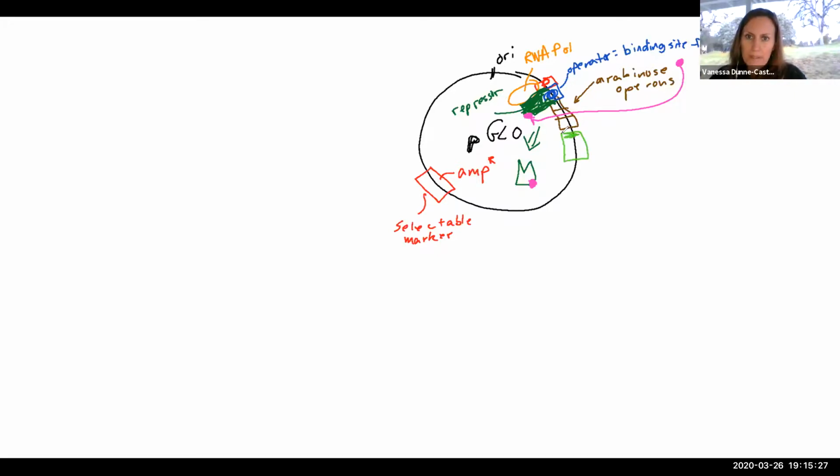Now, the relevance of this is that in our pGLO plasmid, this is where our reporter gene, which in our case is the green fluorescent protein, or GFP, is fused. Sometimes these genes are taken out, so there are actually no genes for the arabinose catabolism, but sometimes they're still in there. Now, again, what's the purpose of this?